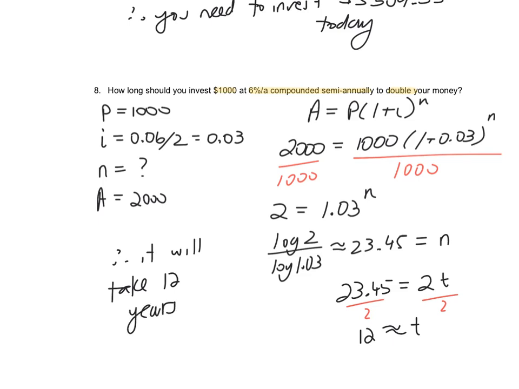And there it is. So make sure you look out for the word compound or simple to know what formula you're using. And make sure for compound interest, you are remembering to do those modifications for annually, semi-annually, quarterly, etc.